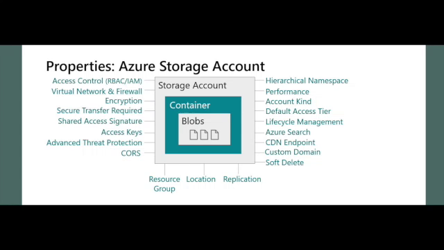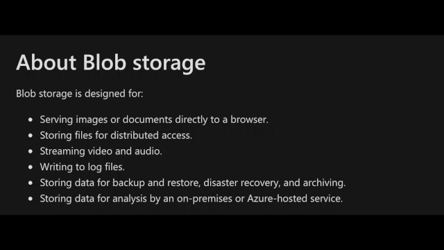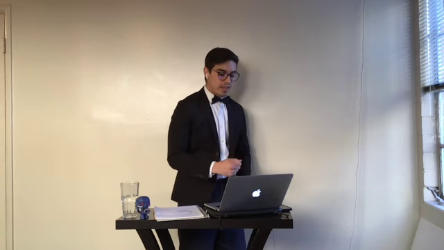This is Microsoft's object storage solution for the cloud. Blob storage is optimized for storing massive amounts of data, mainly unstructured data. Some capability highlights include storing files for distributed access, storing data for backup and restore, disaster recovery, and archiving. More importantly, the most important capability is that it's capable of storing data for analysis by on-premises or Azure hosted services. That is our highlight.